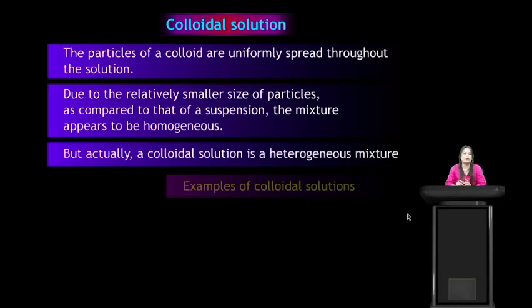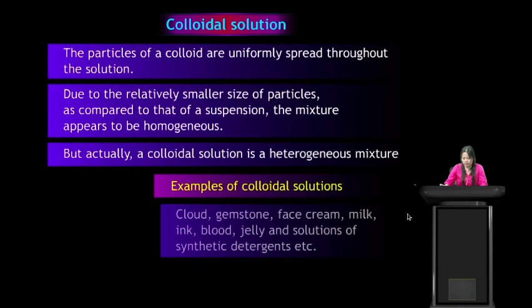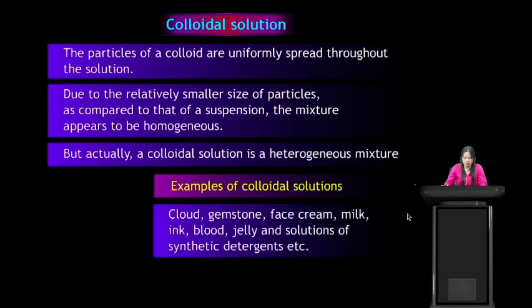Okay, taking the simple example of milk, when we look at the milk, it appears to be homogeneous, correct? But actually it is heterogeneous. So a colloidal solution is a heterogeneous mixture. Examples of colloidal solutions include cloud, gemstone, face cream, milk, ink, blood, jelly, and solutions of synthetic detergents. All these are examples of colloidal solutions.